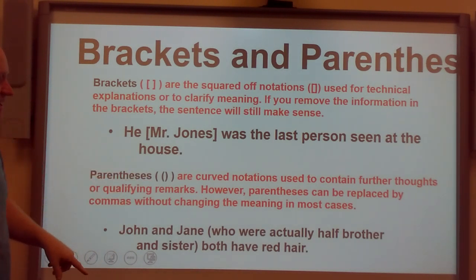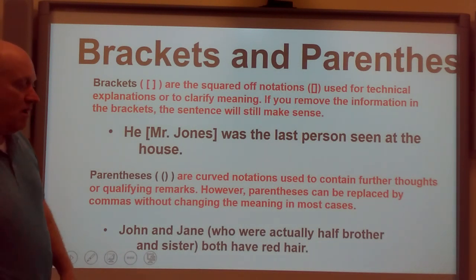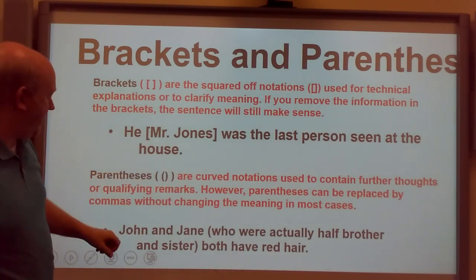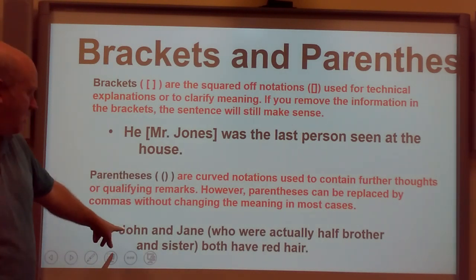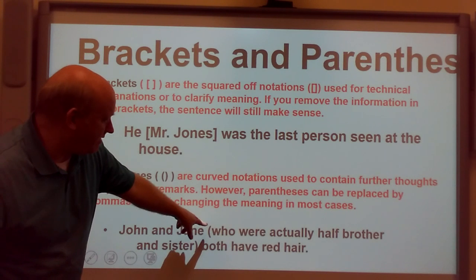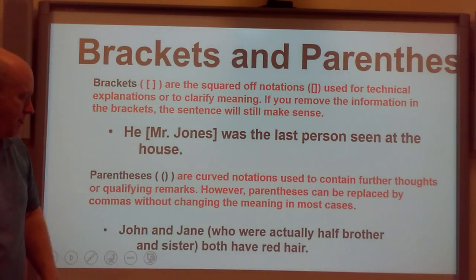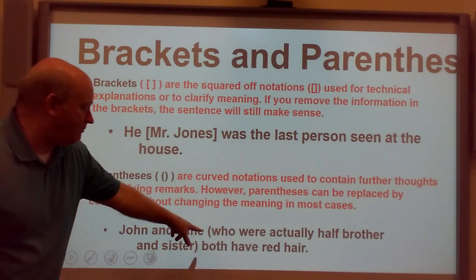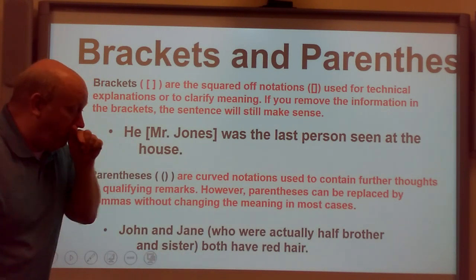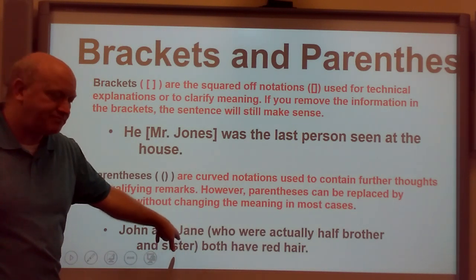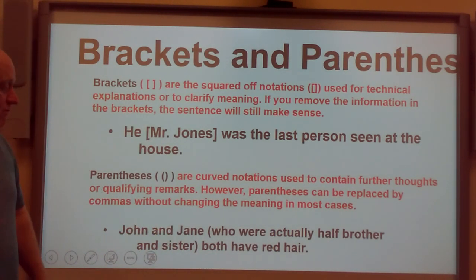Parentheses are curved notations used to contain further thoughts or qualifying remarks. However, parentheses can be replaced by commas without changing the meaning in most cases. For example, John and Jane (who were actually half brother and sister) both have red hair. Instead of parentheses, you can put commas. John and Jane, who, because we're talking about them two, were actually half brother and sister, both have red hair.